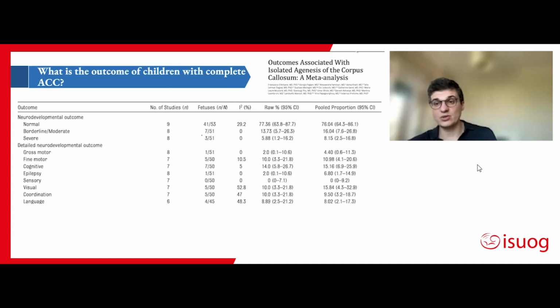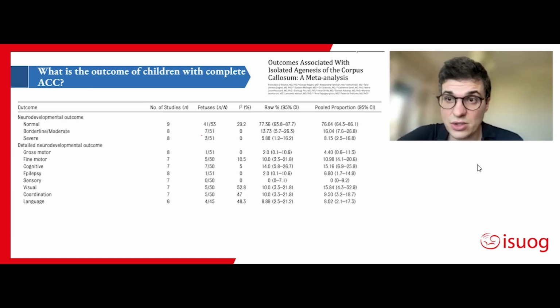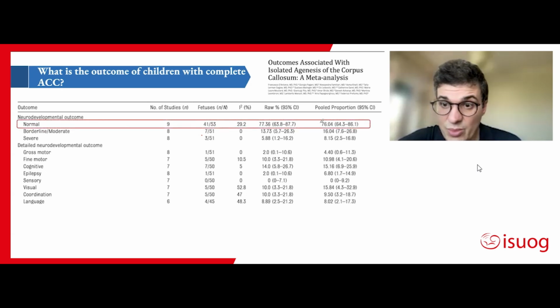The most important question is, what is the outcome of babies with isolated anomalies? As I was mentioning earlier, agenesis of the corpus callosum can be associated with genetic anomalies, with additional anomalies detected at MRI, and with additional anomalies detected at birth. But even when the anomaly is isolated, 75% have a normal outcome. Of course, these data refer to papers published not so recently.